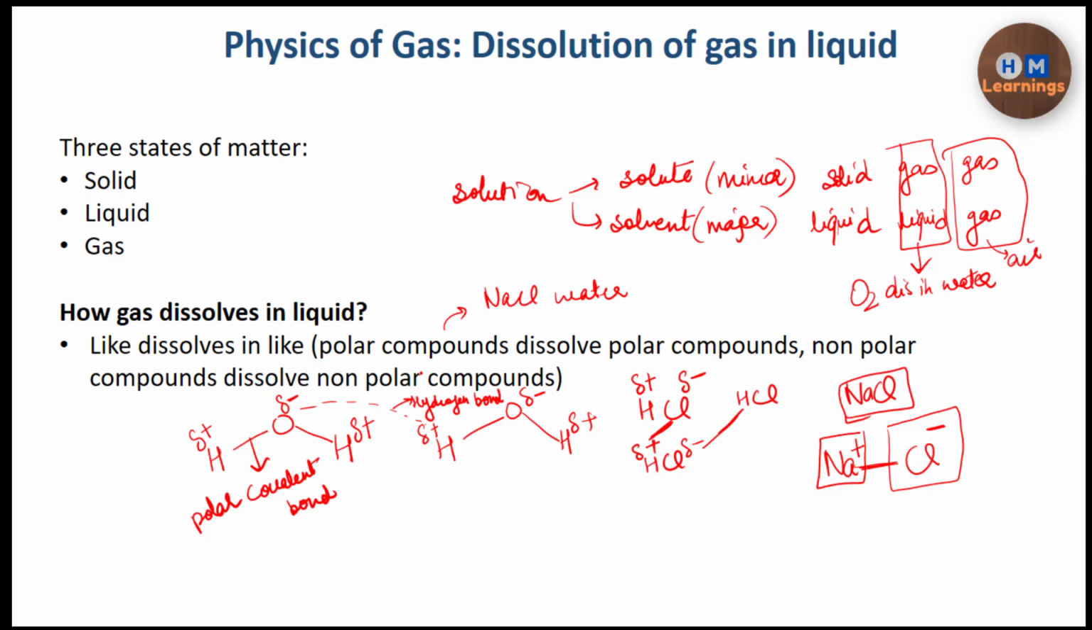Now non-polar compounds are something which do not have any polarity. For example, if you talk about carbon forming a bond with a carbon, both of them have the same amount of electronegativity, so it is basically a non-polar compound. Like lipids, we say lipids are also non-polar compounds.